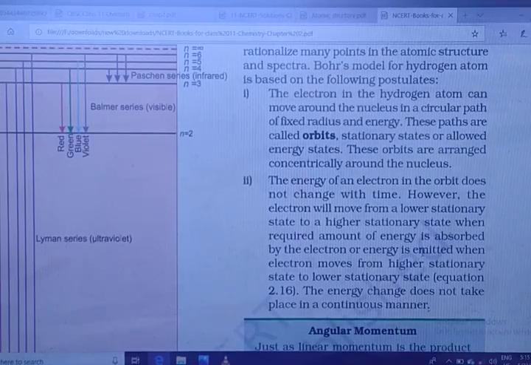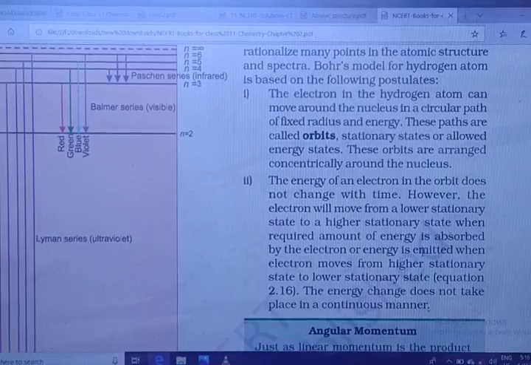So the electron in the hydrogen atom moves around the nucleus in a circular path of fixed radius and fixed energy. Whatever the concepts of electrons around the nucleus in the hydrogen atom, they are fixed. They are always revolving in a fixed radius and fixed energy. This path is called an orbit, and these are the stationary states or allowed energy states. These orbits are arranged concentrically around the nucleus. The energy of an electron in the orbit does not change with time.